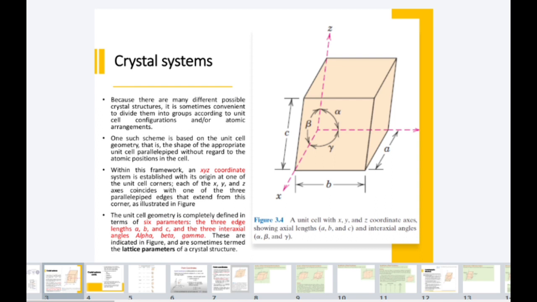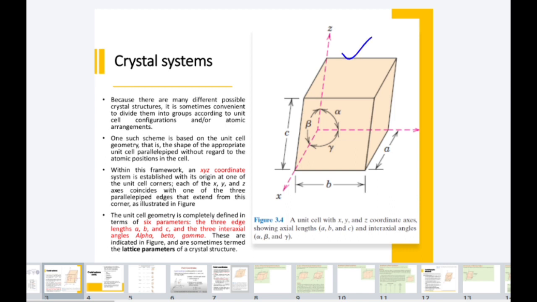So for that, we study the crystal system. A simple cube, which we discussed, has 6 parameters. As you see here, because there are many different possible crystal structures, it is sometimes convenient to divide them into groups according to the unit cell configuration and atomic arrangement. Now, one such scheme is based on the unit cell geometry. So here we see the unit cell geometry.